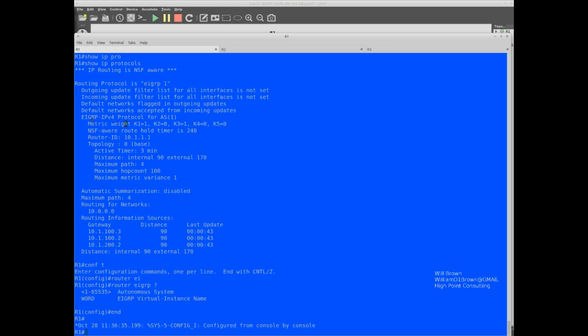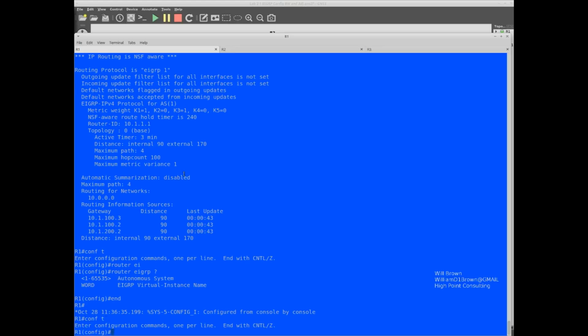This is EIGRP for IPv4, AS 1. The metric weights, which are the K values: K1 and K3 are set. K1 is for bandwidth, K3 is delay. All the others have a value of 0. The router ID is 10.1.1.1. We're going to change that. That's why I wanted to go in here.